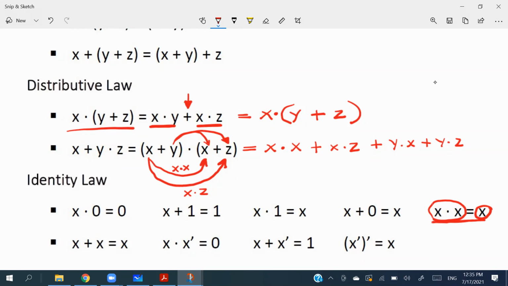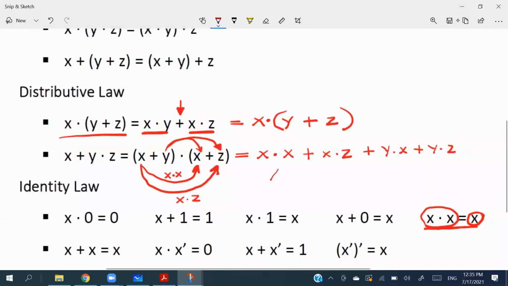Right, like we know that 1 dot 1 gives you 1 and 0 dot 0 gives you 0. So when identical things are being multiplied, it's going to produce the same one. Right, so we say x dot x equals x.